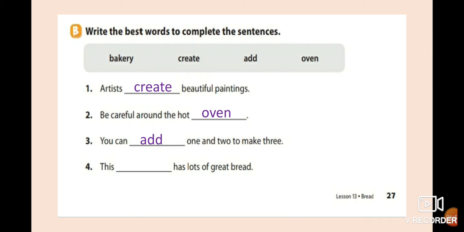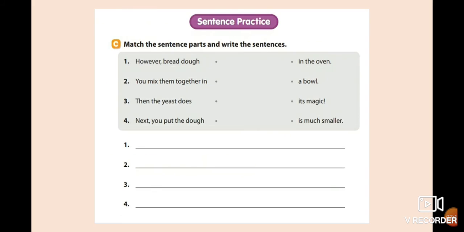Excellent. Number 4, this bakery has lots of great bread. Yes, this bakery has lots of great bread. That means number 1, we write create. Number 2, oven. Number 3, add. And number 4, bakery. Let's continue.